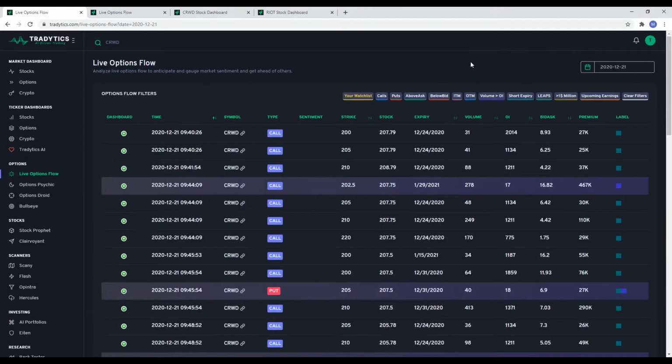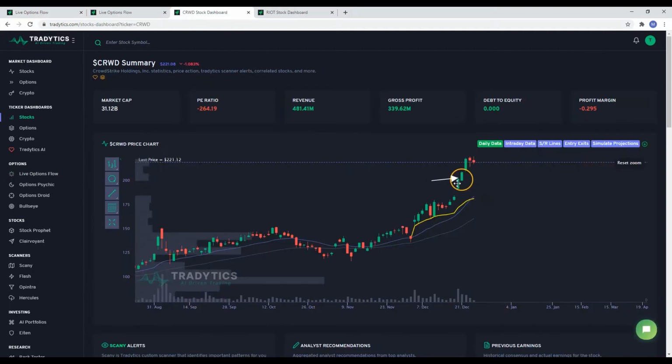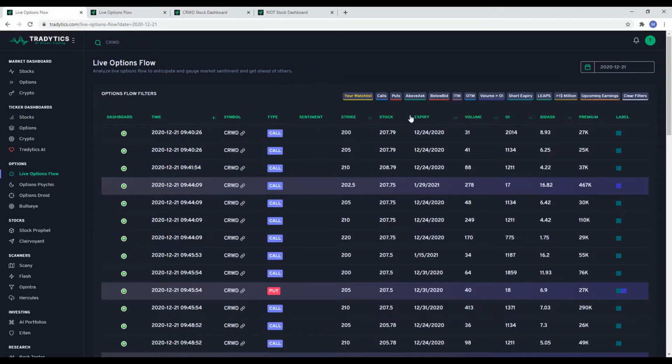For the purpose of this video, we are going to take a look at CrowdStrike, which is a cybersecurity company. The ticker name is CRWD. This stock has moved about $10 this week. Let us see if we would have been able to catch the up move by looking at options flow for Monday, December 21st.